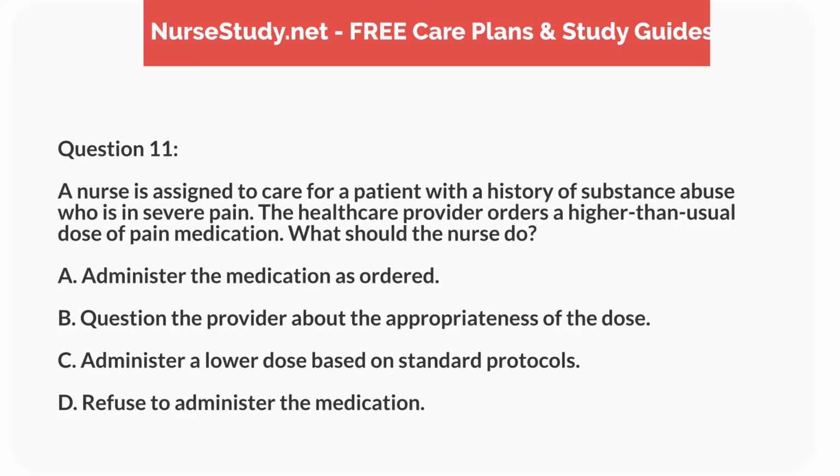Question 11. A nurse is assigned to care for a patient with a history of substance abuse who is in severe pain. The healthcare provider orders a higher than usual dose of pain medication. What should the nurse do? A. Administer the medication as ordered. B. Question the provider about the appropriateness of the dose. C. Administer a lower dose based on standard protocols. D. Refuse to administer the medication.